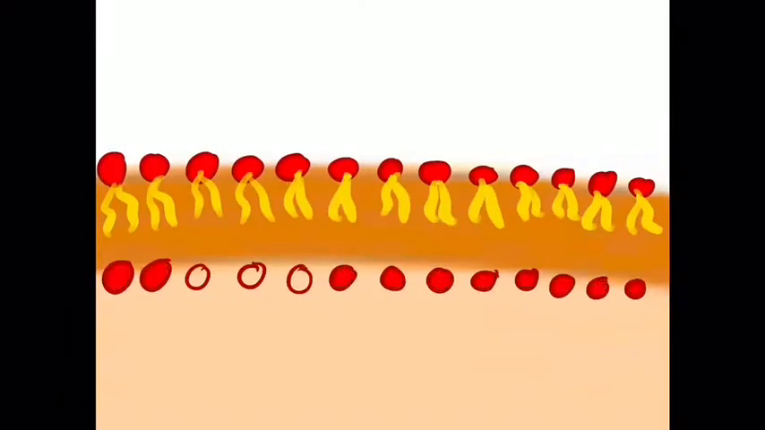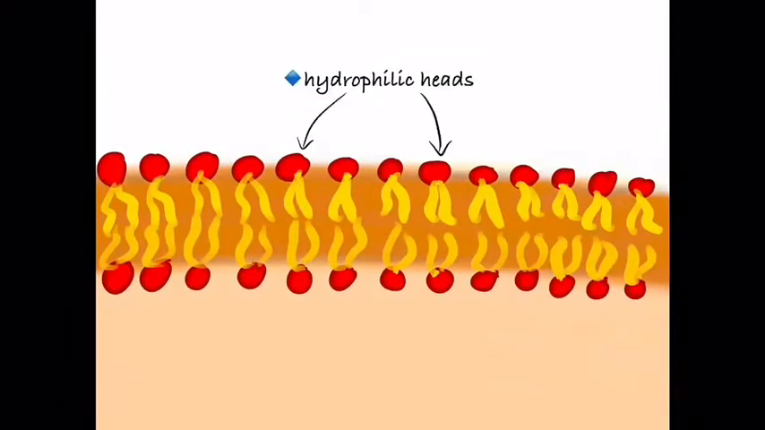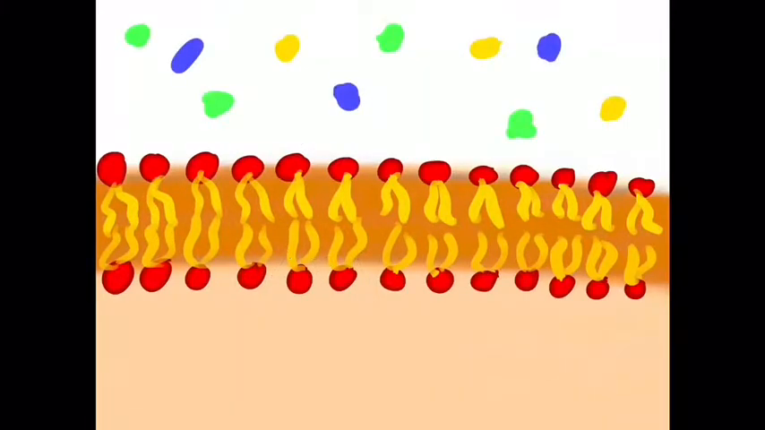It's made up of a phospholipid bilayer with the hydrophilic heads facing the outside and the hydrophobic tails on the inside. An important thing about the cell membrane is that it's selectively permeable, meaning only certain molecules can go through it. They have to be small, uncharged, and polar in order to pass through. However, other substances can pass through as well using channel proteins.